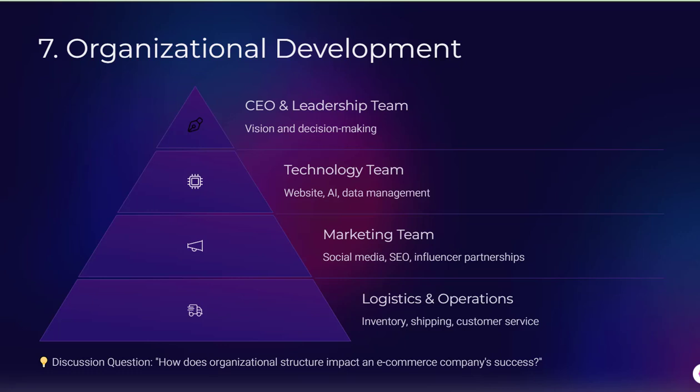So you can consider this question before we go on. How does the organizational structure impact an e-commerce company's success? You can look at a company you are interested in and think about these 4 dimensions of organizational development, right? The CEO, the technology, the marketing, and the logistics teams.